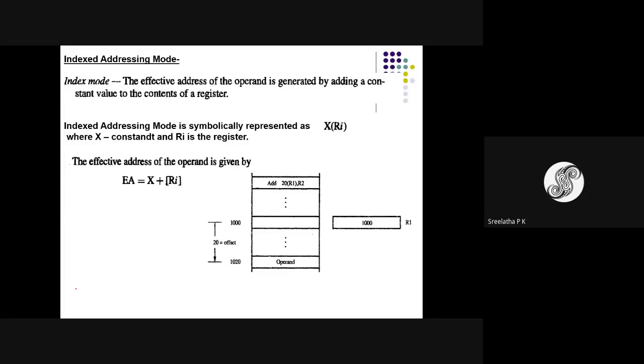Okay, so in index addressing, the effective address of the operand is generated by adding a constant value with the register. It is represented as X and Ri. X is the constant and Ri is the CPU register. Now how it is denoted: I'm using move, which means I want to copy the value at a specific location to a register.